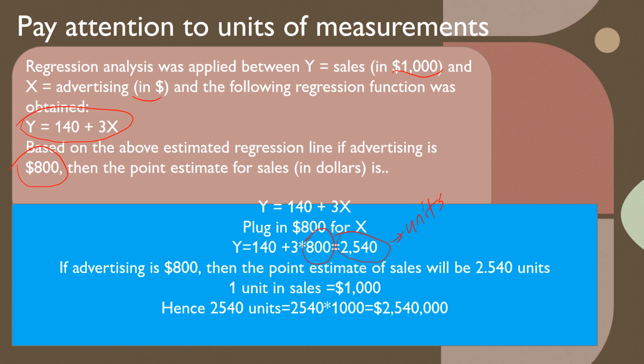I know that 1 unit in Y is equal to $1,000. So there is a predicted sales amount of that many units, and I know that 1 unit is equal to $1,000 in Y. I can just do the multiplication and I come up with this number. That will be the expected sales in dollars if a company is spending around $800 in advertisement. Again, this is in units, this is in dollars. You have to pay attention to the unit of measurements.